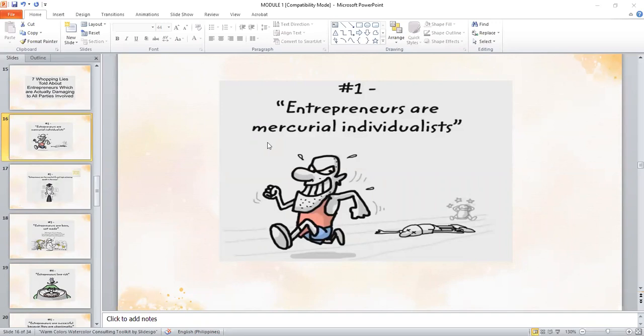So just like anyone or anybody, they start as an apprentice of somebody. They are not mercurial or super capable. Just like anybody, they have to start learning. They have to start from scratch. So this is what is meant when they say entrepreneurs are mercurial individualists. They are not. So this is myth number 1, and it's not true. What about number 2?